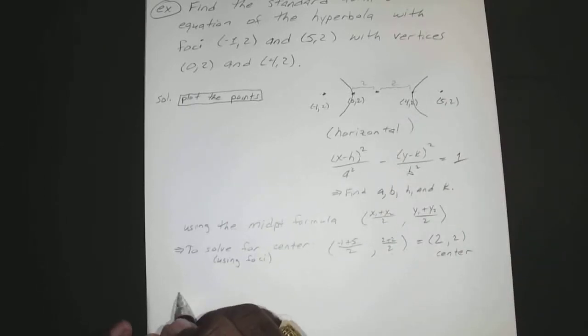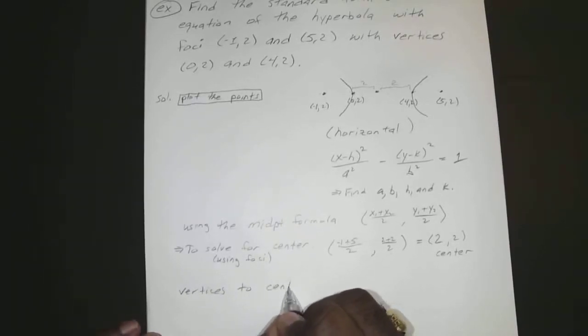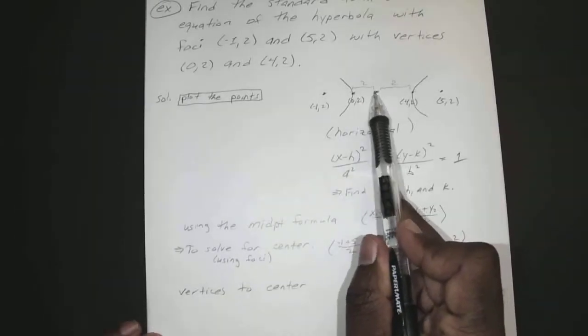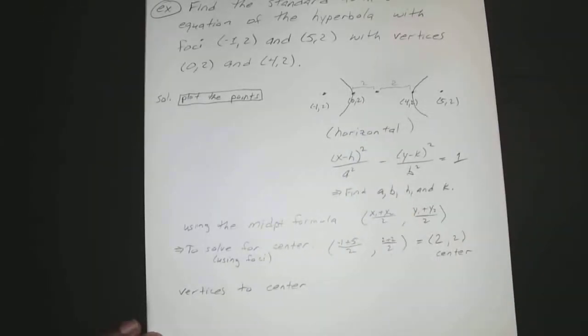Okay. So we know the distance from our vertices to the center. We know that's 2. We figured that out already. So our A is equal to 2.